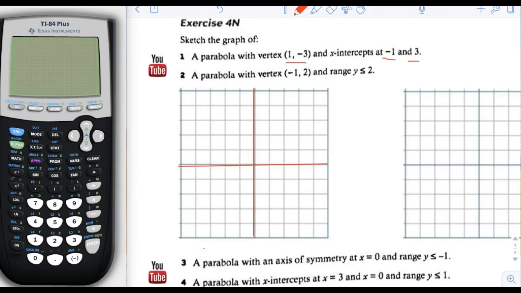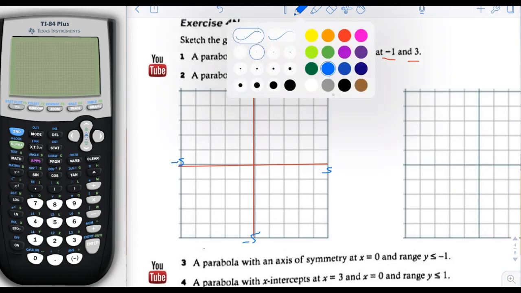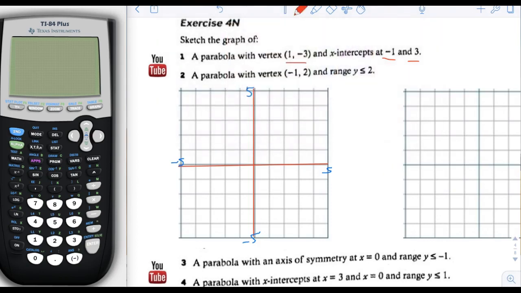Remember on the exam that you should label the axes. I'm not going to always do that on the video, but you should always do it on an exam and in a lab report or an IA.